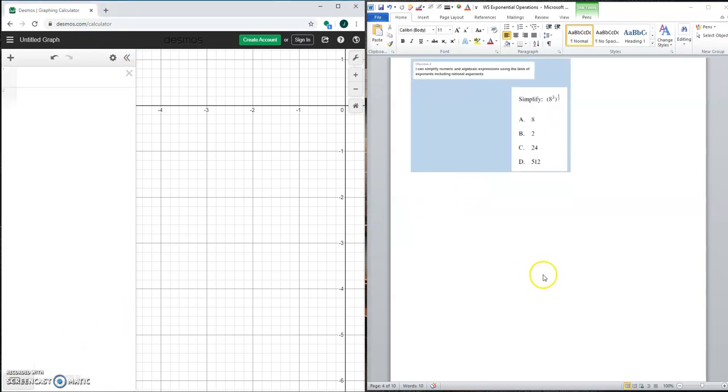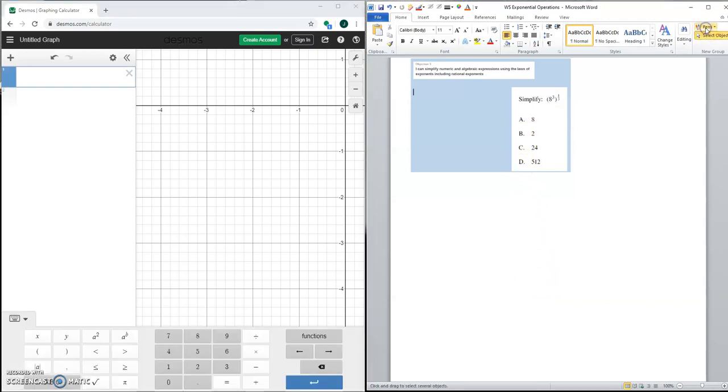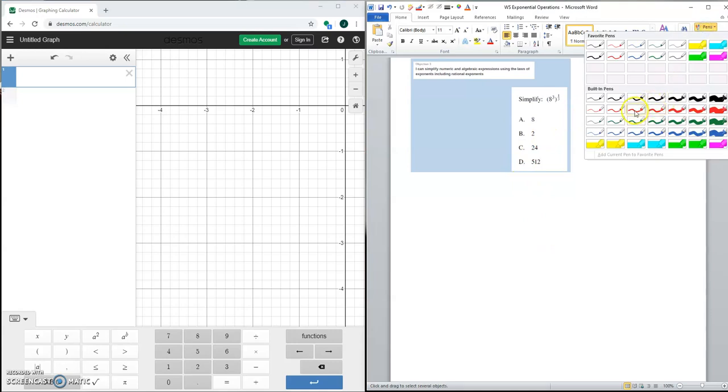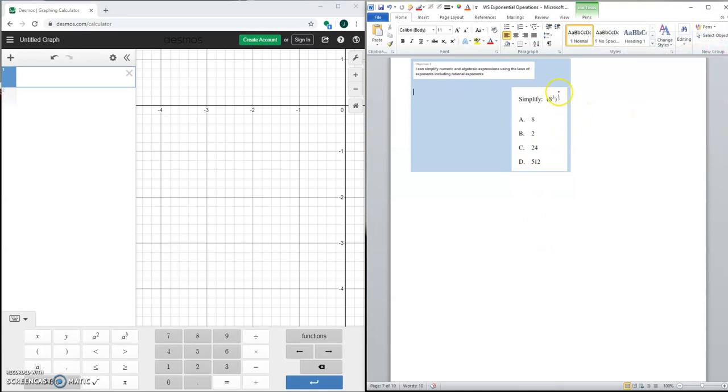Okay, last and final objective. I can simplify numeric and algebraic expressions using the laws of exponents, including rational exponents. In this example, we are going to apply the power of powers, which means that you will multiply this power inside with the power outside. So 3 times 1/3 is going to turn to a 1, so that's going to just be 8 to the power of 1, which is 8.